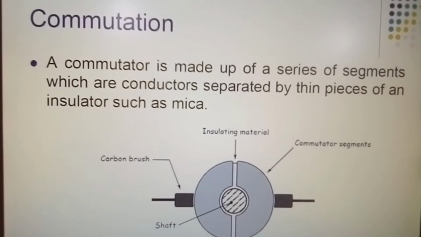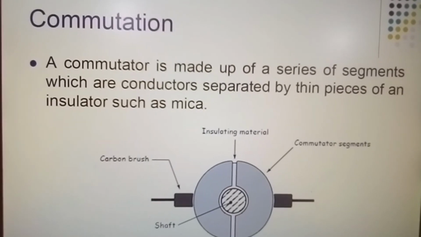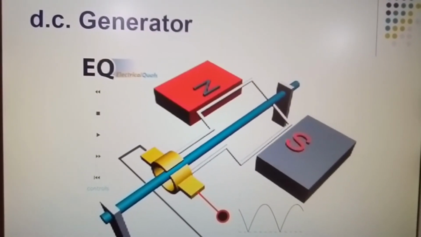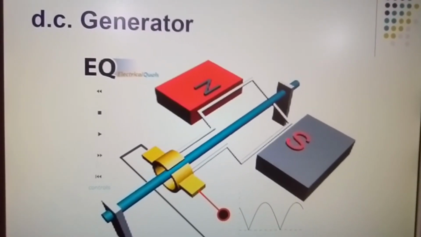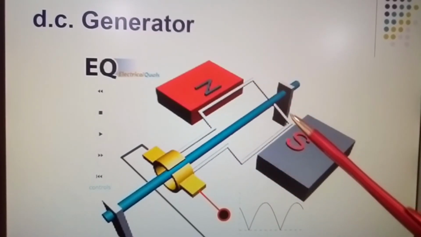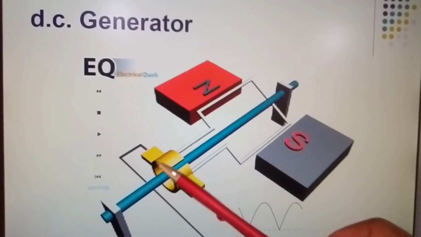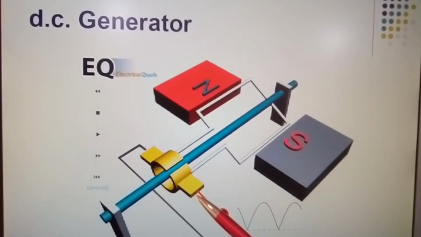So that's what your commutation looks like, and that's the effect whether it's a generator or a motor. And here we have a DC generator. Here we have a single coil of cable going right round. One end is connected to one half of the commutator, and the other end is connected to the other half of your commutator.